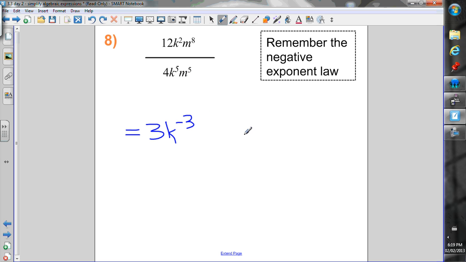So m to the 8 divided by m to the 5. Quotient rule tells me to keep the base the same. Subtract the exponents. 8 minus 5 is 3. And don't forget, you can think of this as all being over 1.